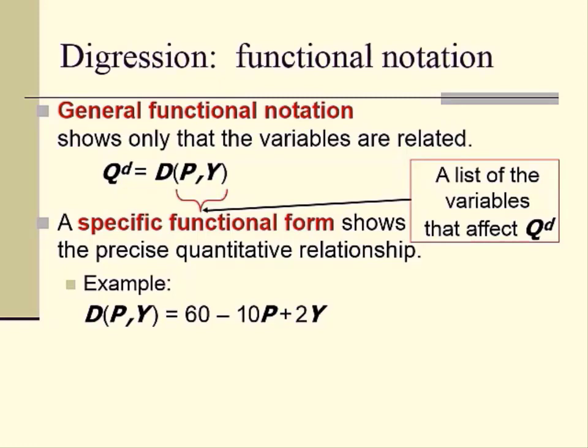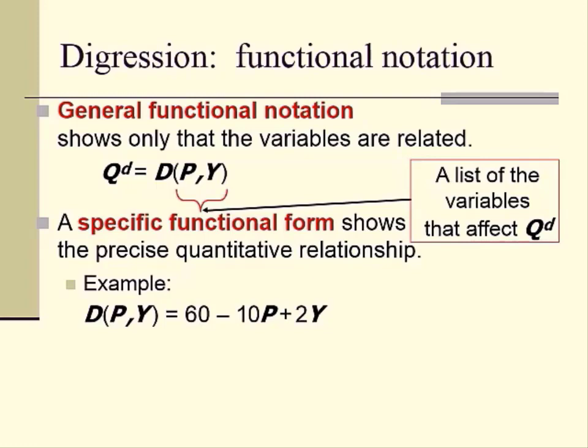So when you have general functional notation, it only shows which variables are related. And here, notice the capital D is just denoting a function. Because it's a demand function, they use D. It's not multiplication. How you read this functional form is D of P and Y. That is, the function is a function of P and Y. So quantity demanded is equal to D of P and Y. That's how you read this.